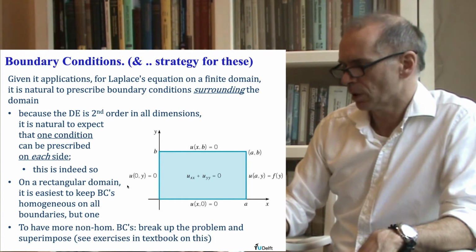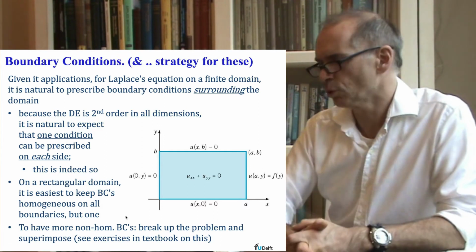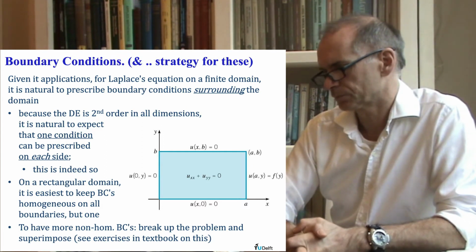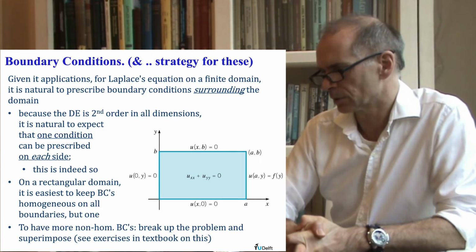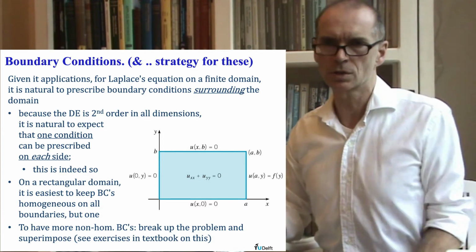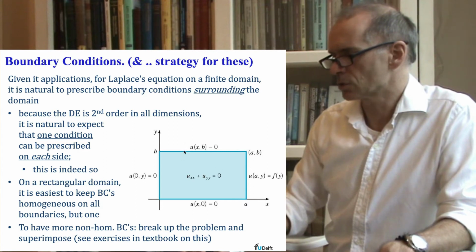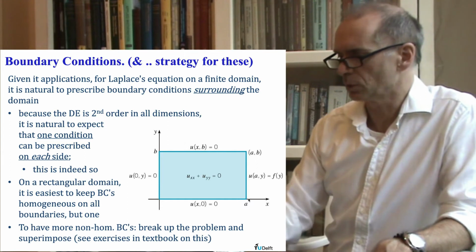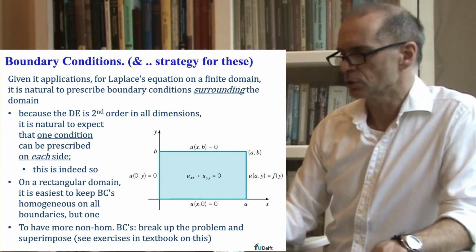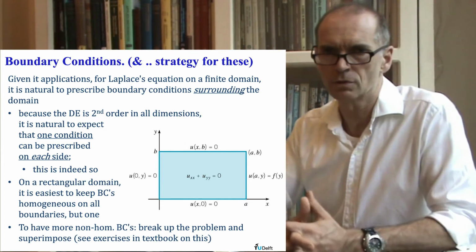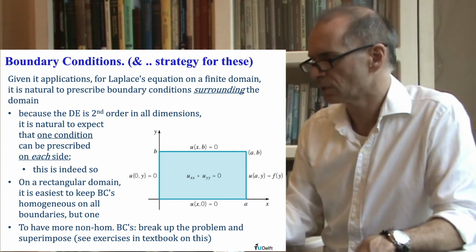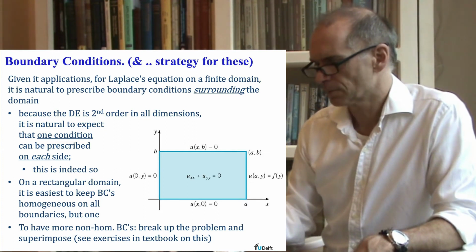One practical remark here: if you solve Laplace's equation on rectangular domains, in practice it is easiest, as we will see, to keep the boundary conditions homogeneous on all sides except one. But we will come back to that. So we shall study a problem of this form first as an example in the upcoming slides in a minute.